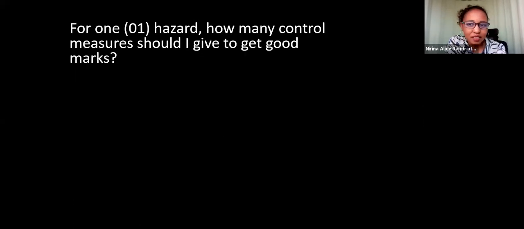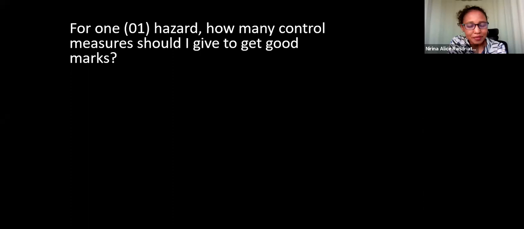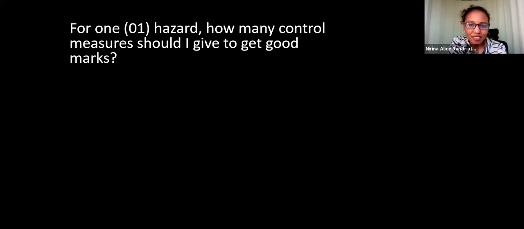Okay, next question. For one hazard, how many control measures should I give to get a good mark? This is a very, very good question. So if you have one hazard, how many controls do we need so that you get good marks? Now, there is no specific number when it comes to number of control measures. It's not about that. It's more about the controls that you provided. Is it enough to reduce the risk?